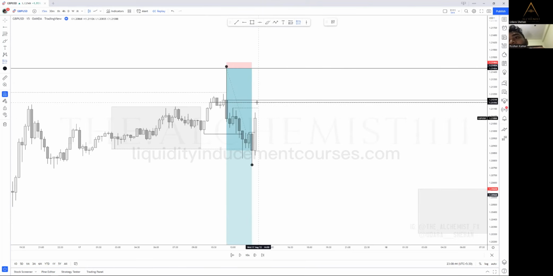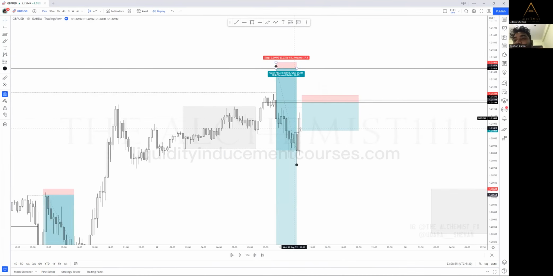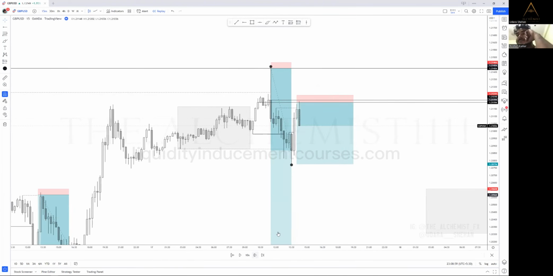What he has done was actually sell it. Selling it here. Stop loss 5 pips above both the POIs. Can you understand that? 5 pips above both the POIs. First target here. Okay, so what happens? There it goes.